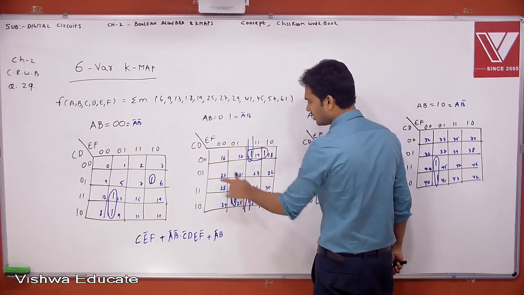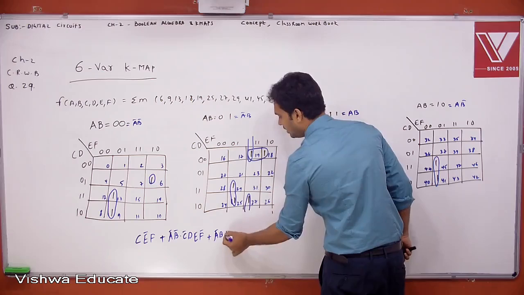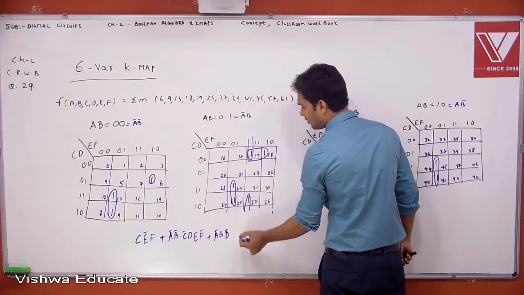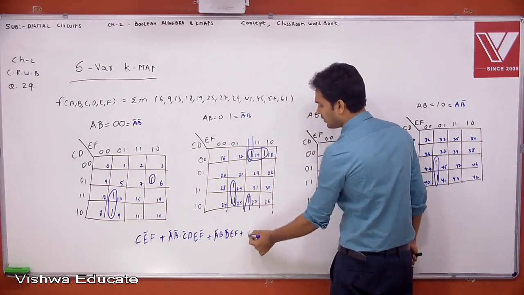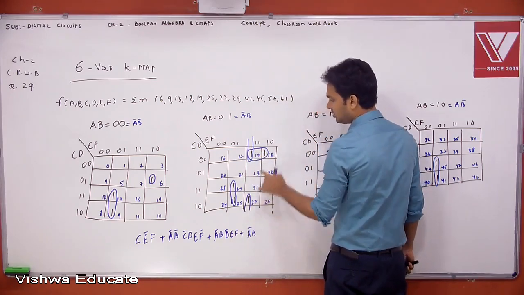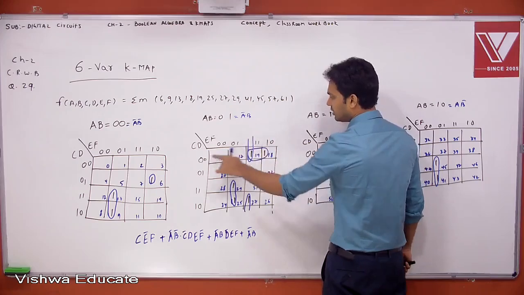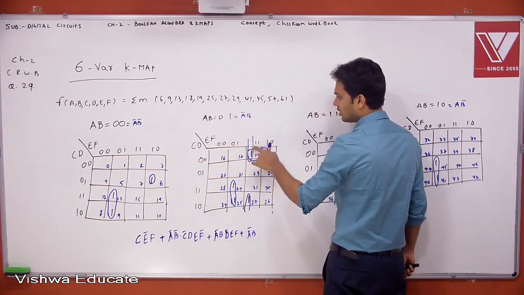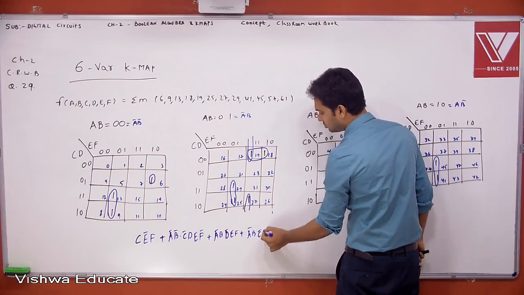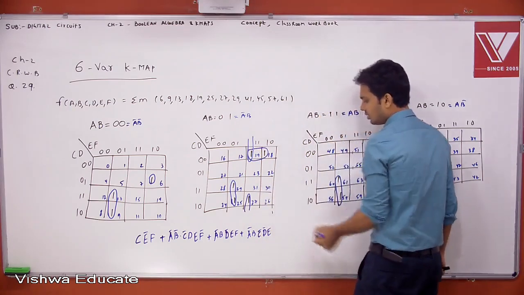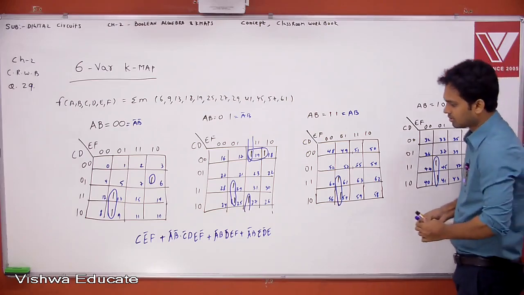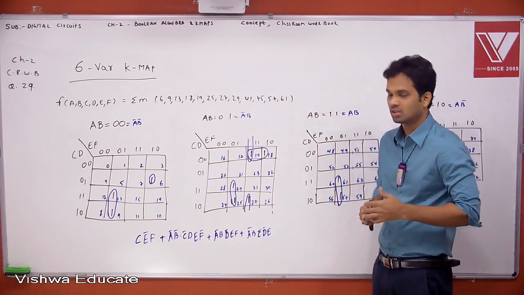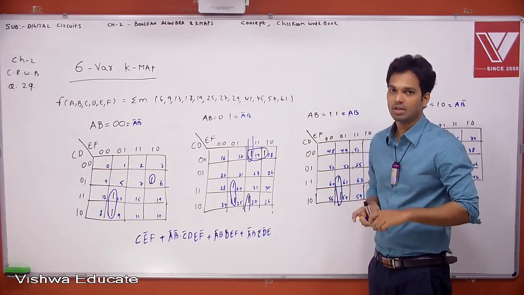Now for this pair, what is this? It is D bar, E, F, plus for this pair, A bar, B, what is this? C bar, D bar, E. Now, this is already covered, this is already covered. So now this is the output expression. Okay, minimized expression. This is how to deal with your 6 variable K-map.